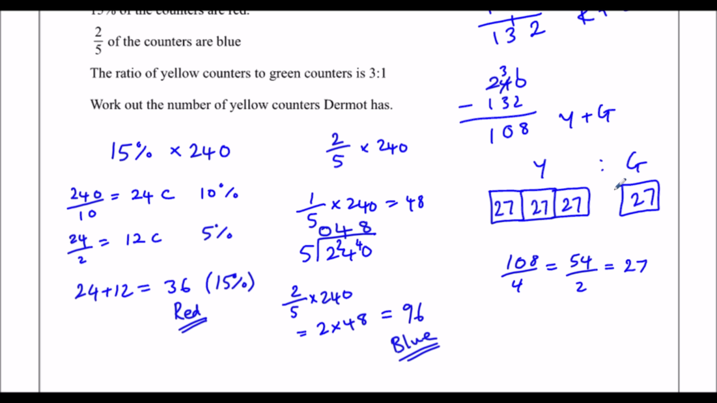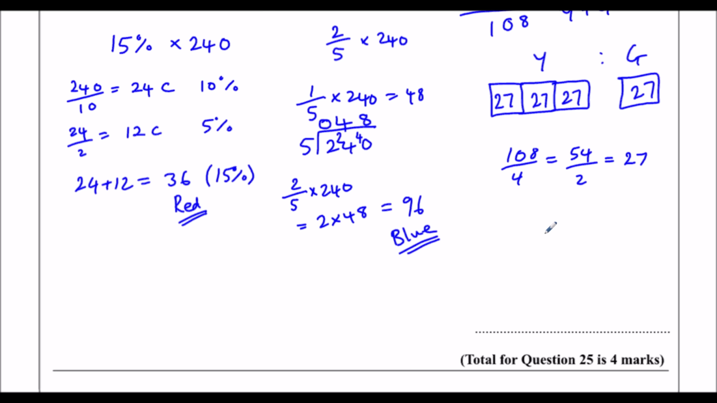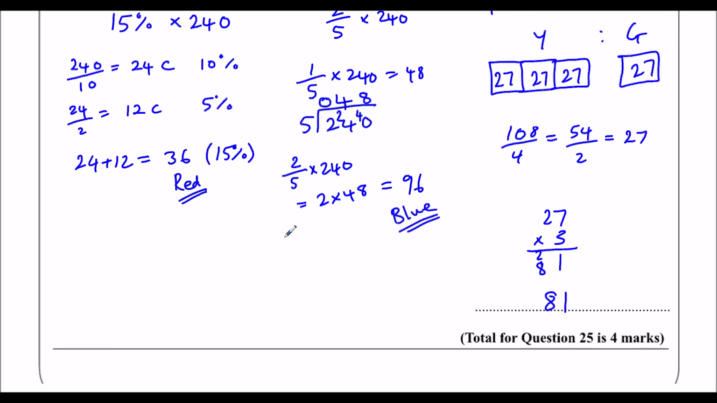So there are 27 green counters and 3 times 27 yellow counters. So that's our answer, 3 times 27. So let's just work out what it is. So 3 7s are 21. 3 2s are 6, plus 2 more. That's 8. So 81 yellow counters.